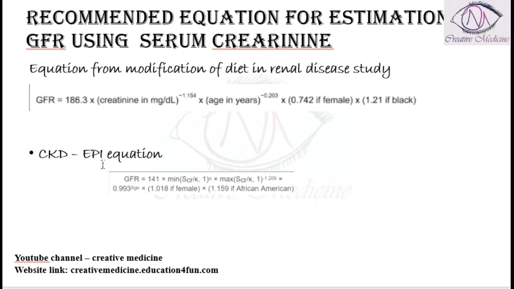Similarly, we have the CKD-EPI equation. According to the CKD-EPI equation, we have GFR equals 141 times the minimum of serum creatinine concentration divided by kappa, and so on. This is the serum chronic kidney disease EPI equation.